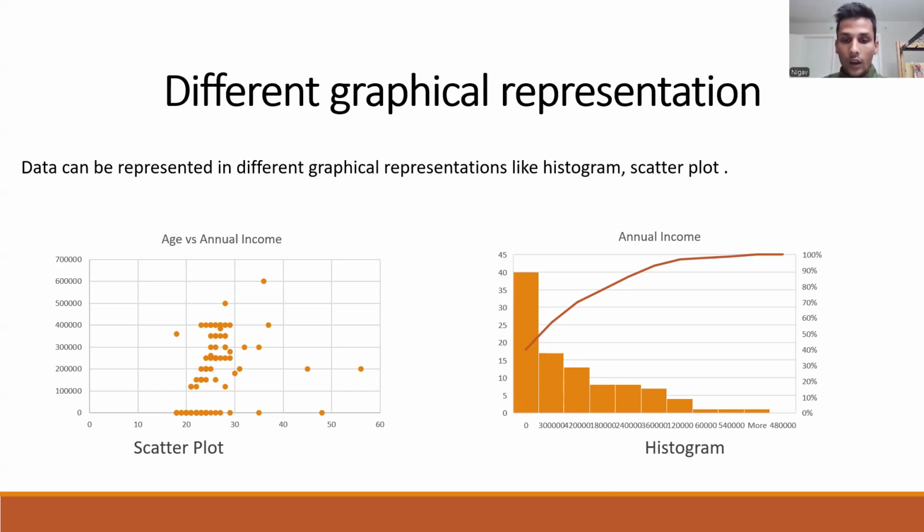Similarly, there is a histogram where I have taken only one variable, annual income. From there, we calculated the bins and frequency, and from the bins and frequency, we made the histogram. In the histogram, the majority of individuals have annual income in the lower range, between 0 and 3 lakh. As income increases, the number of individuals decreases significantly, with very few people earning above 4 lakh.